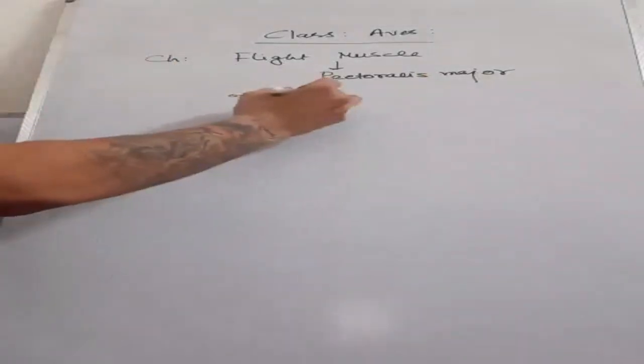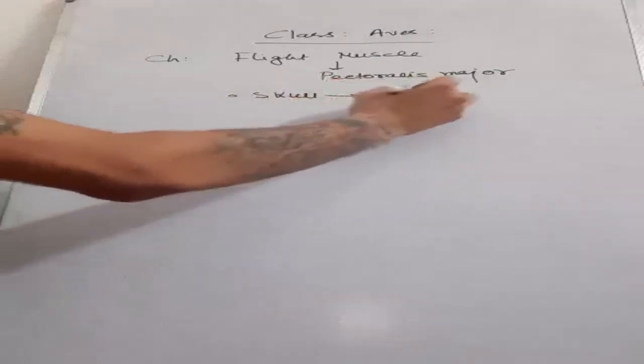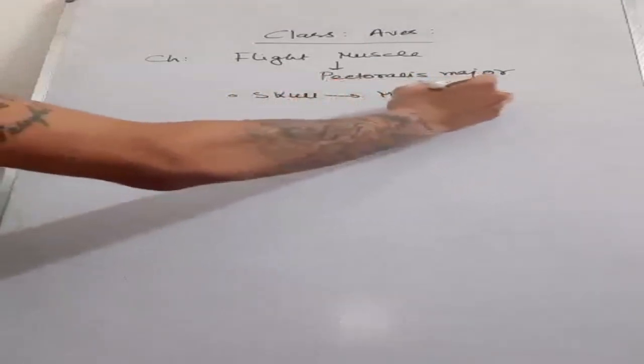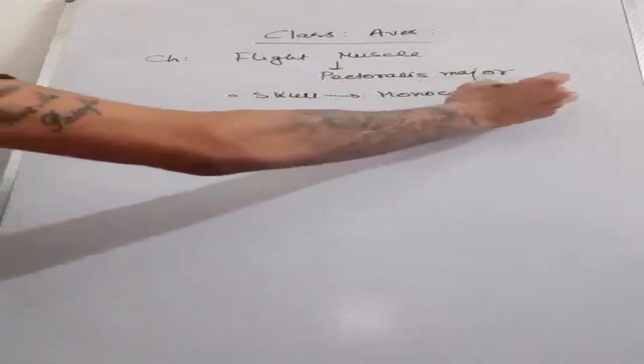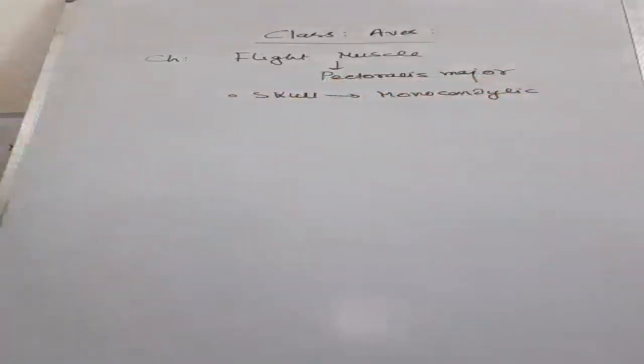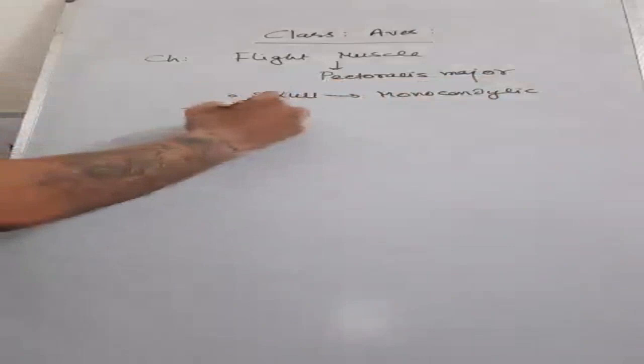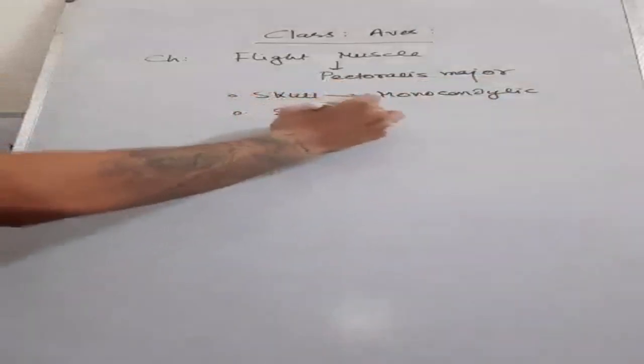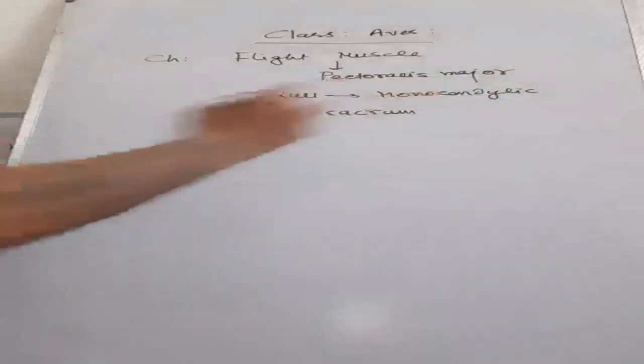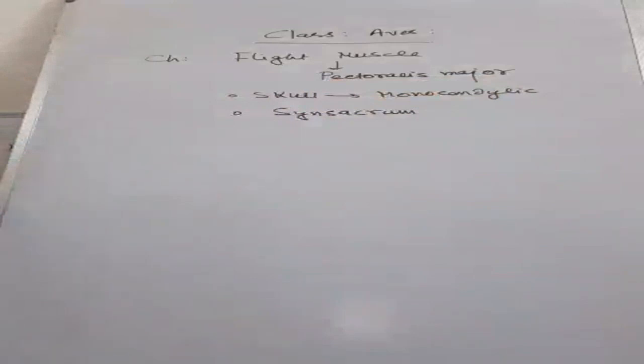The skull is monocondylic. Again, as I have said, monocondylic means there will be only one occipital condyle. Now, there is one structure which is known as synsacrum. What do you mean by synsacrum? Synsacrum is a structure which is an assimilation of thoracic region, lumbar region, sacral region, and caudal vertebra. Caudal vertebra means the end part or the tail part of the vertebral column.